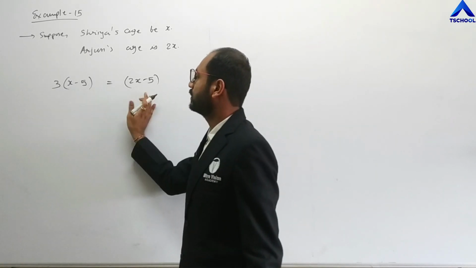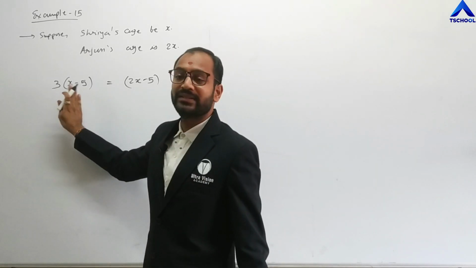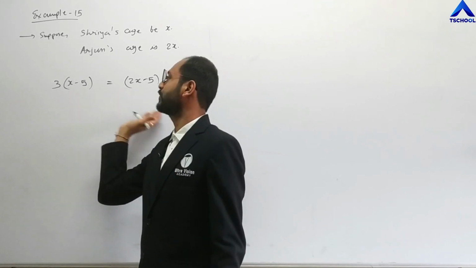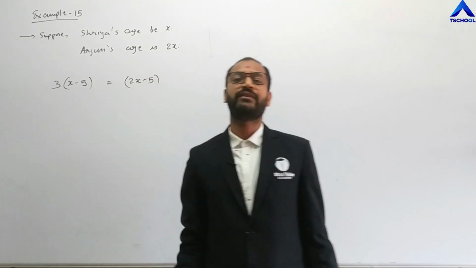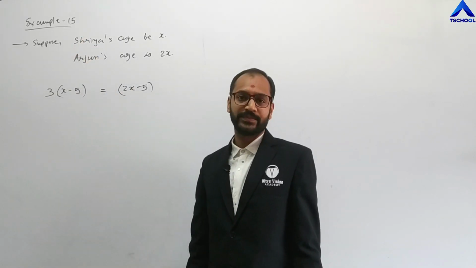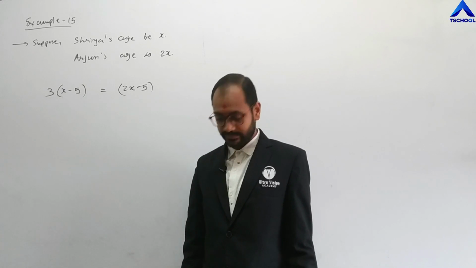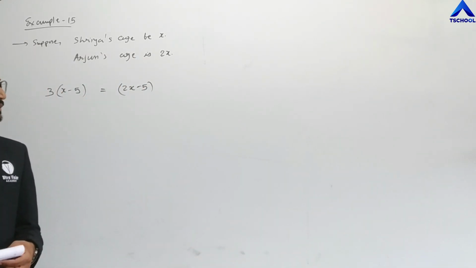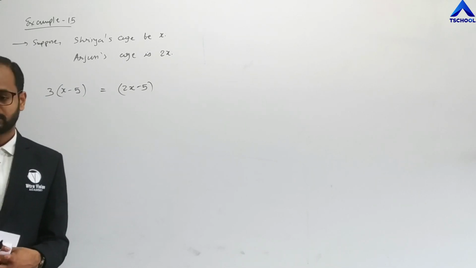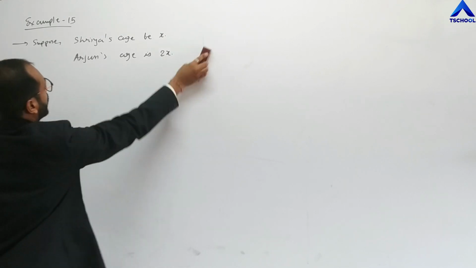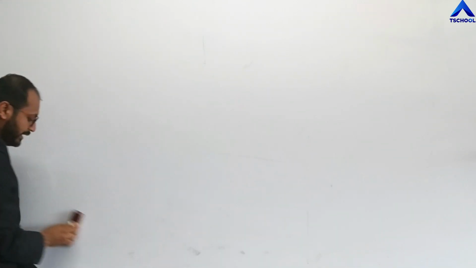How can we equate both? By multiplying 3 with the Shreya's age, both ages become equal. Now this is an equation. By solving this, if we get the Shreya's age, we can obtain the Arjun's age. Clear? Now let me move on to exercise number 2.4. Do the sum by yourself at home because some hint is given.